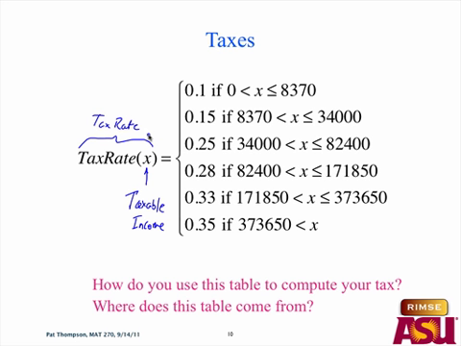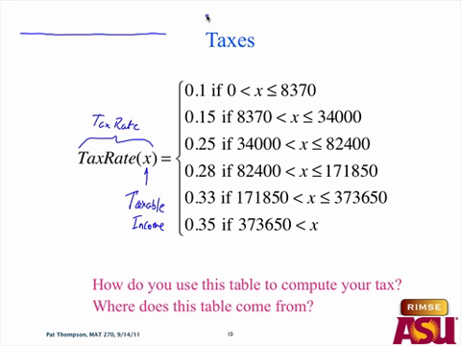Okay, so if you make $100,000, you put it into this function. What's the output of the function? 0.28. And what that means is that's the rate at which your last dollars are taxed. The last dollars that you made up to 100,000 are going to be taxed at that rate.